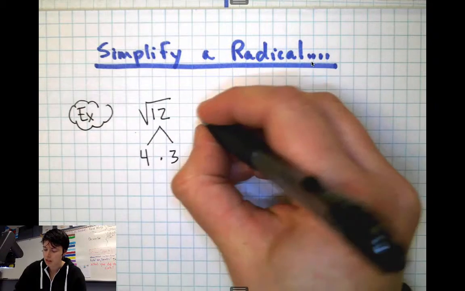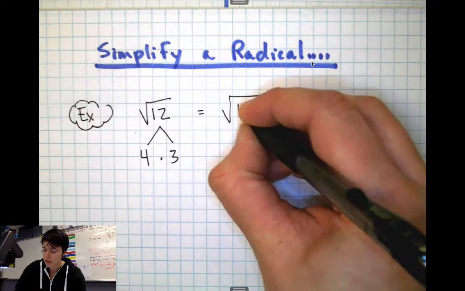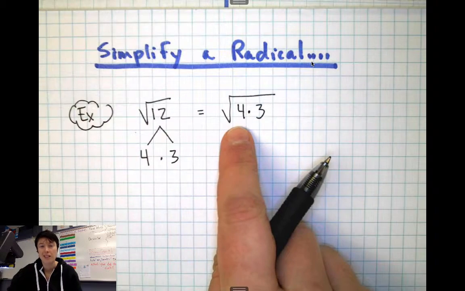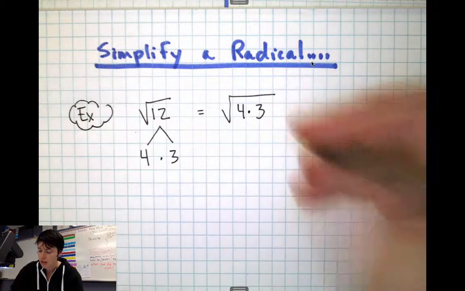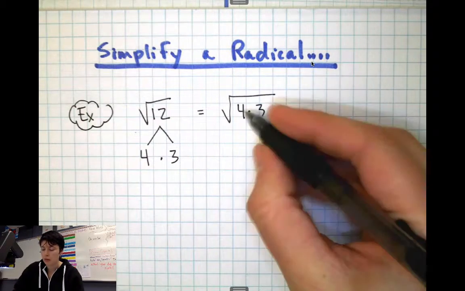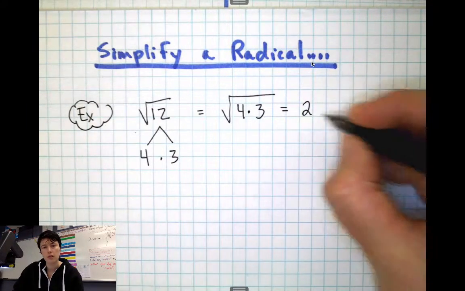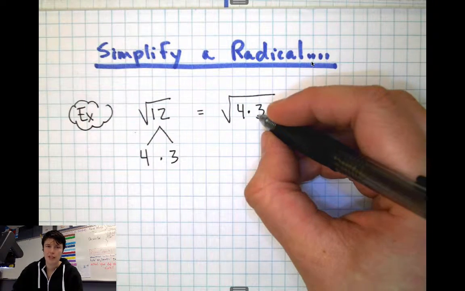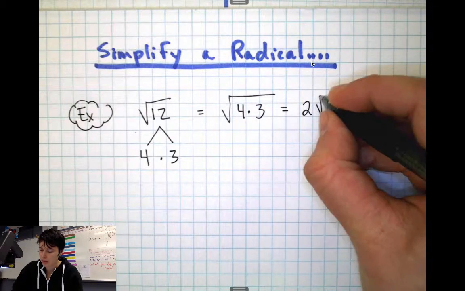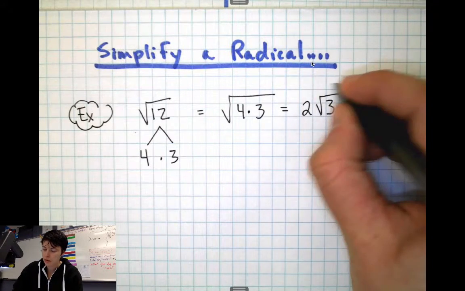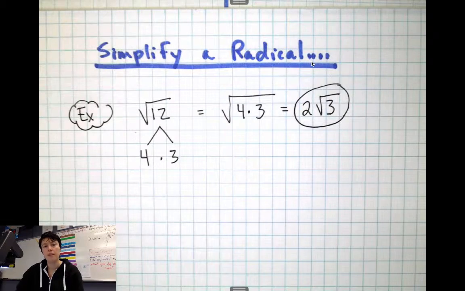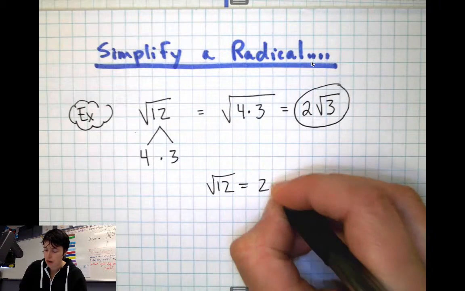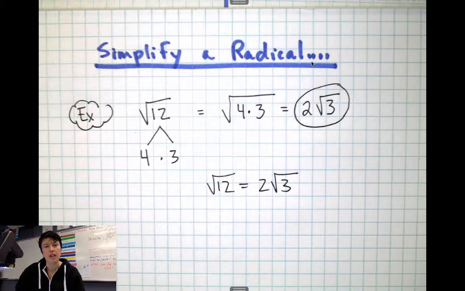So if I think about this, this is really the square root of 4 times 3. Well, what's the square root of 4? That's 2. It's a perfect square. So what I'm going to do is I'm going to square root 4 and turn it into a 2. And I'm going to take 2 out of the radical. But the square root of 3 is not a perfect square. So I'm going to leave square root 3 in the radical. And this is going to be my simplified answer. Technically, the square root of 12 is equal to 2 radical 3, simplified down.